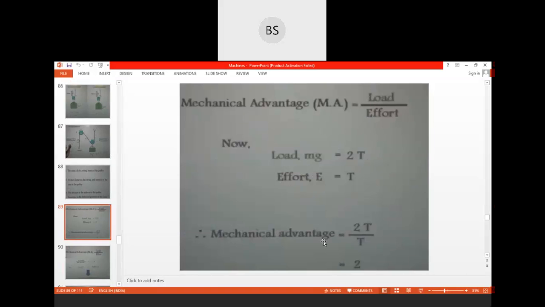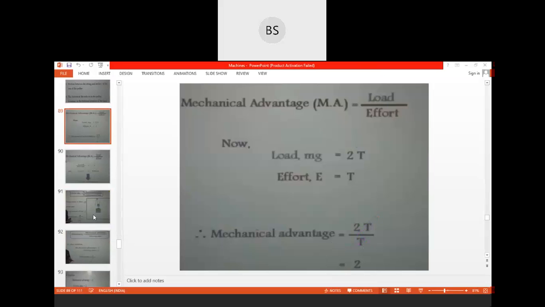Okay. So now just substitute these values in the given formula. Load is nothing but what? 2T. And effort is nothing but what? T. So children, here what can we get? T and T get cancelled. So what is remaining here? Just 2 is remaining. So what will be the mechanical advantage for a single movable pulley? It is 2. Okay, mechanical advantage is 2. Okay. Now we'll study velocity ratio.